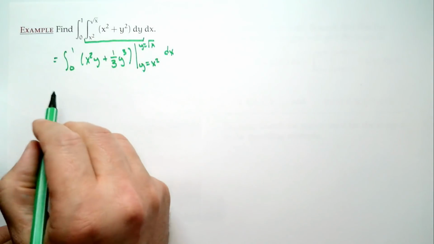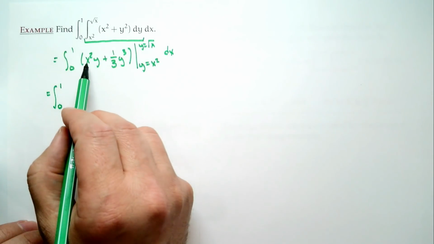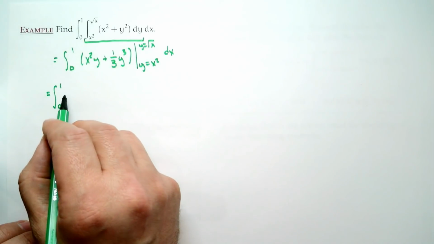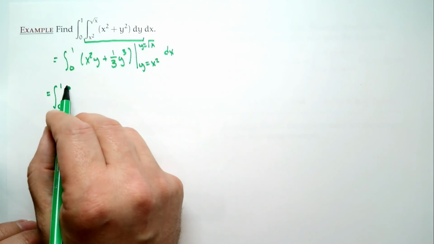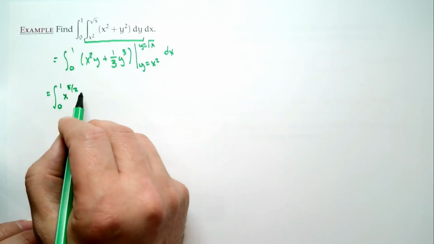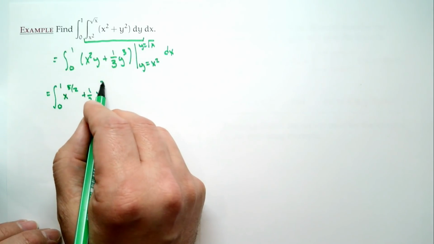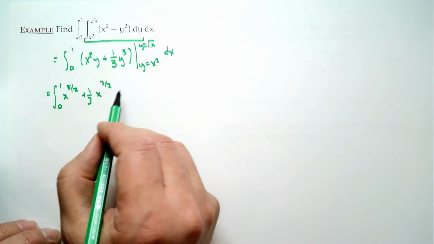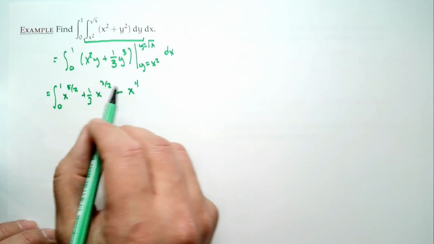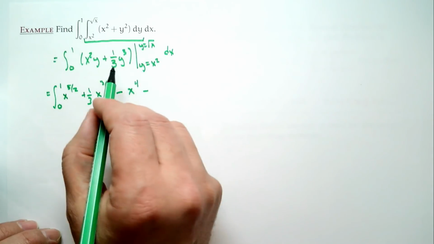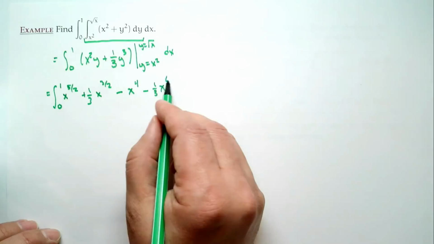All right. Well, the next step is, of course, do the evaluation. So 0 to 1, x squared times square root of x, which we can write as x to the 5 halves. Then plus 1/3 square root of x cubed, x to the 3 halves. Then we have subtract x squared times x squared, x to the 4th. And then subtract again 1/3 x squared cubed, which becomes 1/3 x to the 6th.